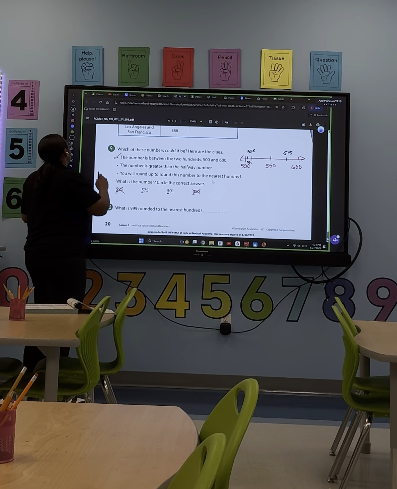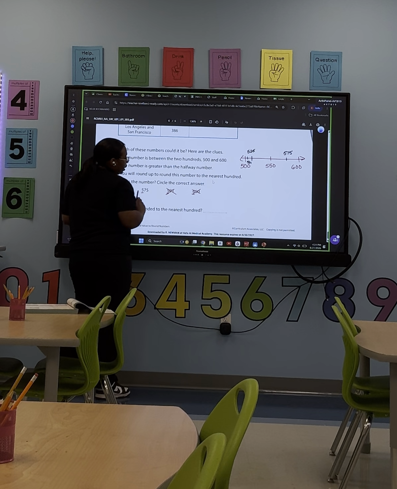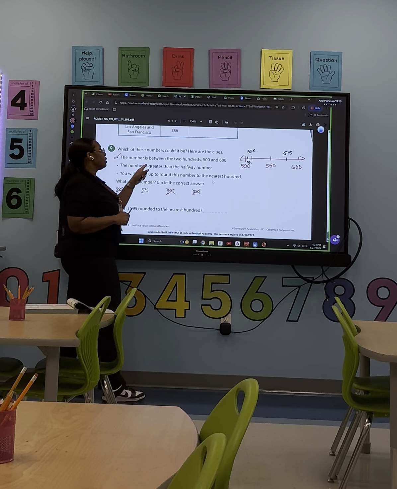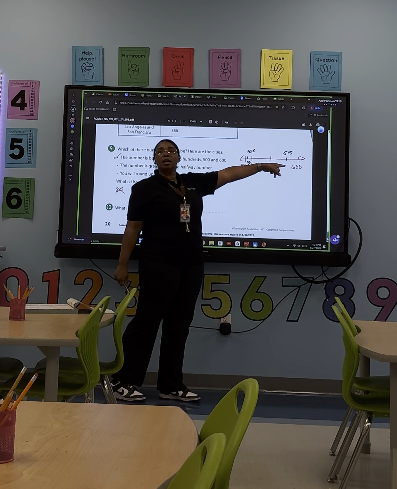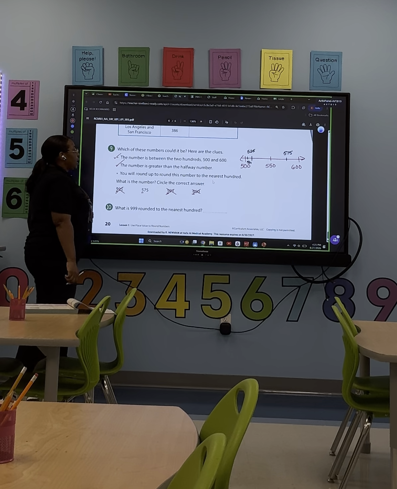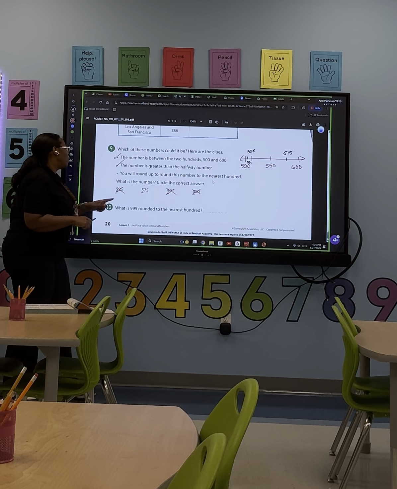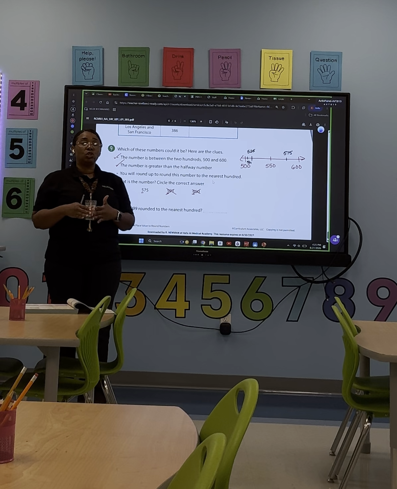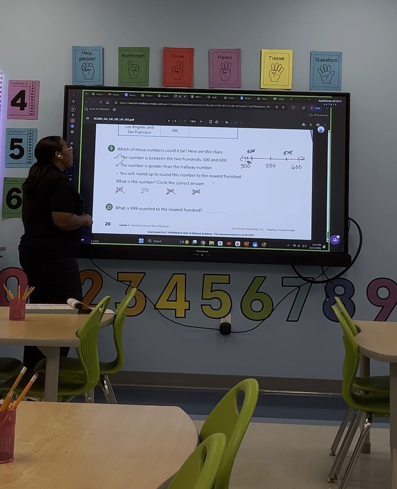So it is on the less than side, so I know that 501 could not be my answer because it tells me the number is greater than the halfway. So far, only one of the numbers is that. So we have just finished that clue and we have crossed out 2 more numbers. We have 1 number left, but we're going to keep doing the rest of the clues just to make sure that we have the right number. So let's go to the last clue.